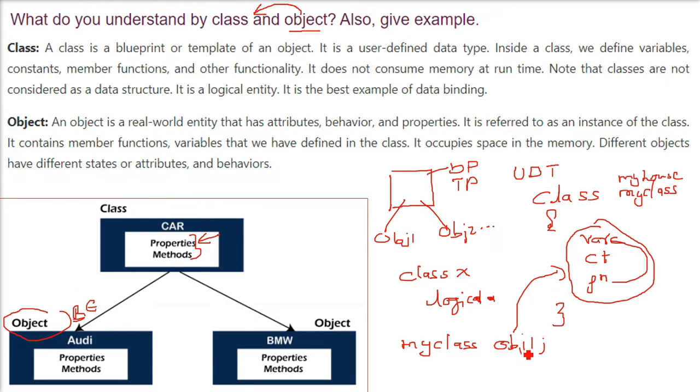It contains the variables and the functions that we have defined in a class. This object will call that function. This object will call this variable, or you can say access the variable. So the object has all the power. A class is just a blueprint or a template. A class does not consume any memory, but an object occupies space in the memory. Different objects may have different states, attributes or behavior, because you can make innumerable objects.